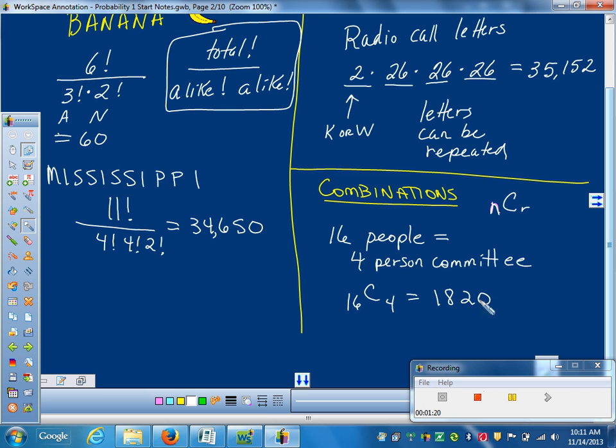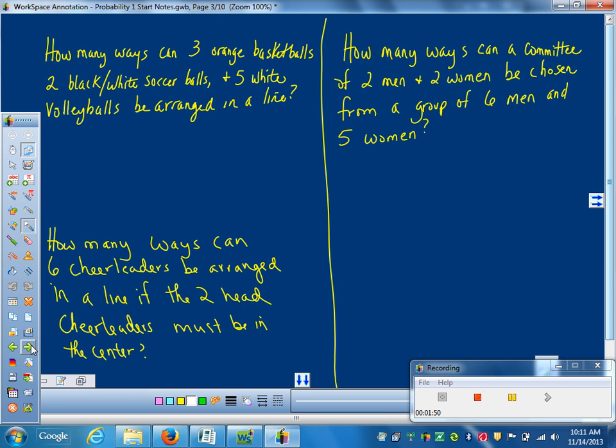Alright, so we're not going to do all these on the next screen. Are you guys comfortable with the permutations and combinations, or do I need to talk through these problems? I need to talk through part one. Okay, first one.